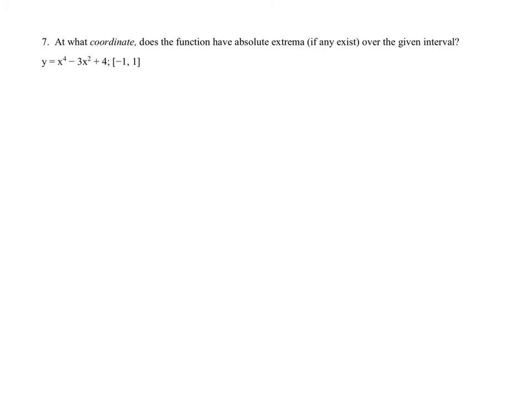Okay, so this question says, at what coordinate does the function have absolute extrema, if any exist, over the given interval? Now, what's really important to realize is that they're asking for absolute extrema, which is different than relative extrema.